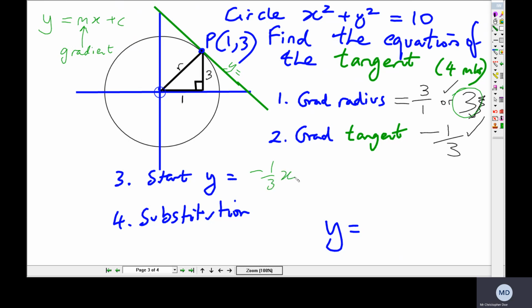So we can write this as minus 1/3x, but I've got this plus c at the end, and don't know what it is. That's the hard bit, trying to find the plus c. You need one coordinate on the line to help you. Let's see if you can do the next bit.